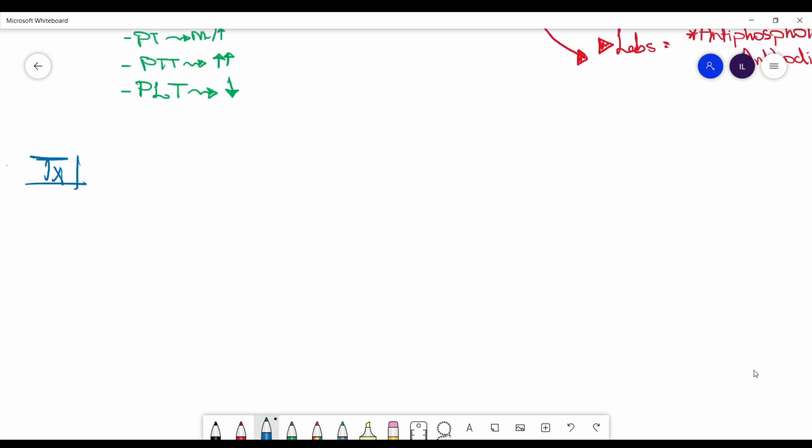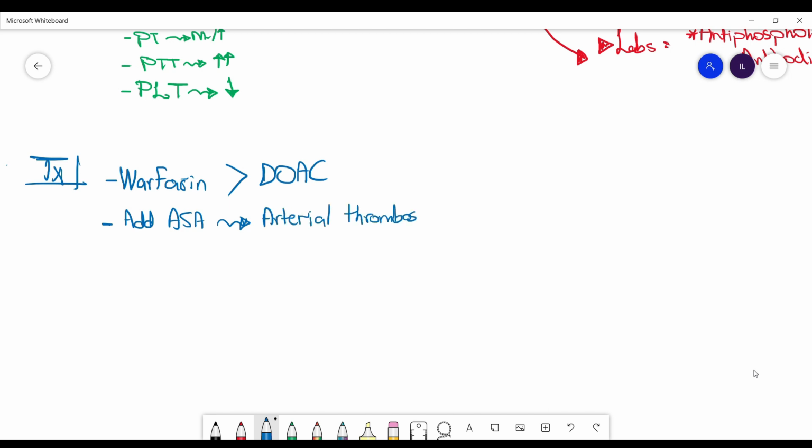Now, for treatment, they might confuse you and give you treatment options of warfarin and DOACs. You want to choose warfarin because it is the one that is studied and proven to be effective in these patients. And you can add aspirin if you think this patient has arterial thrombosis and they are at high risk, with atherosclerosis present in their arteries.